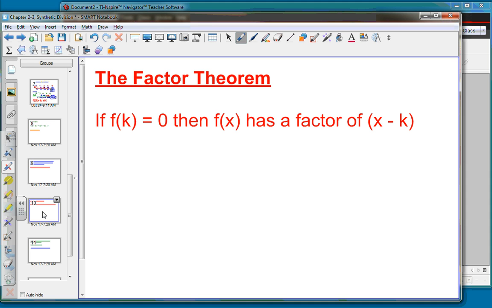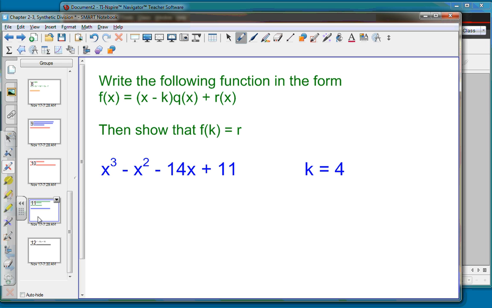Okay, now, this is a wonderful concept, but more importantly than that is this right here. Write the following function in the form that works. Write it down. Quit thinking.